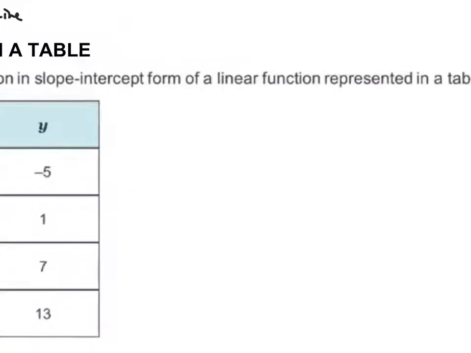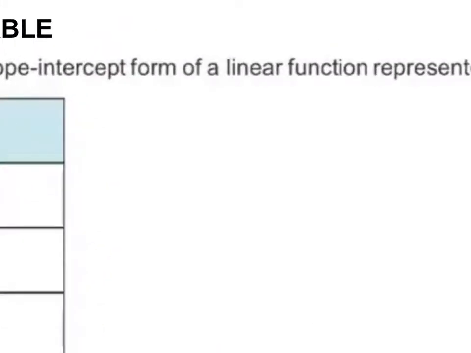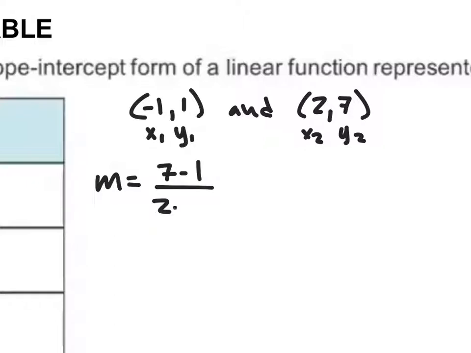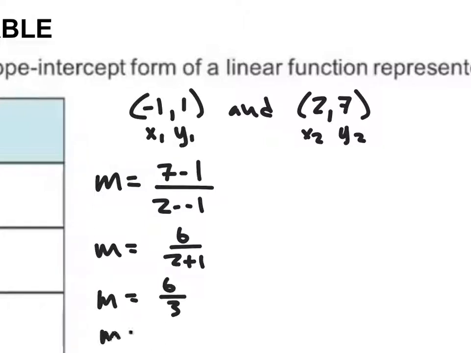So I've got the point negative 1, 1, and the point 2, comma 7. I'm going to call this x sub 1, y sub 1, x sub 2, y sub 2. Let's first find our slope. m is equal to 7 minus 1 over 2 minus negative 1. So our slope is going to be 6 over 2 plus 1, so 6 over 3, which means our slope is going to be 2. We already know that.